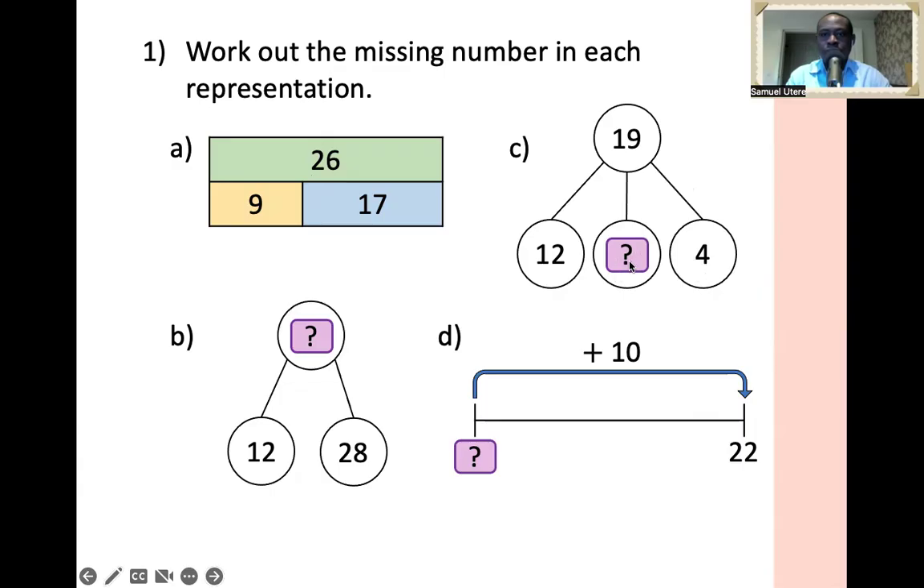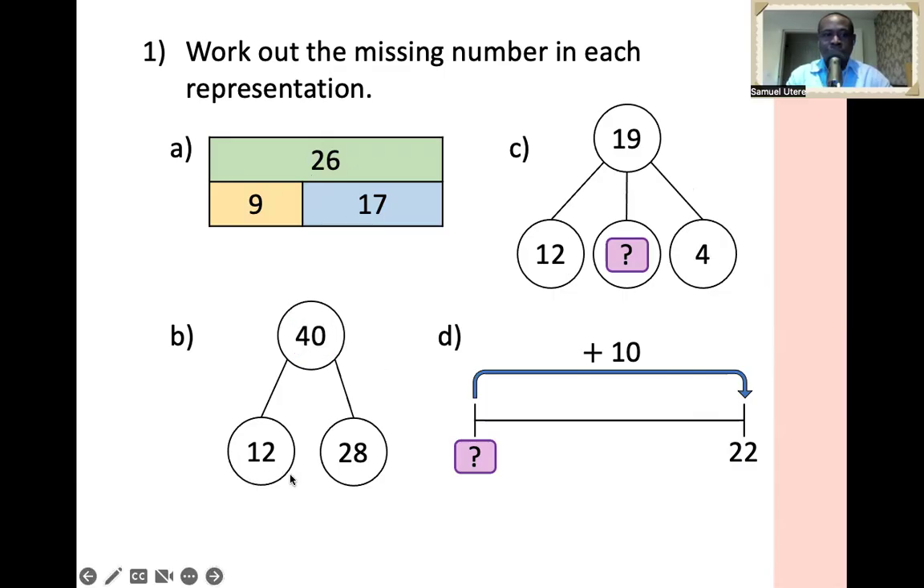So the missing number has to be 3, because to get 19, we have to add 3 to 16. Another way of thinking about it is to say, well, if I'm going to have to add everything at the bottom of the tree to get 19 at the top of the part whole model, then I can do 19 minus 12 plus 4. Yeah? Okay.